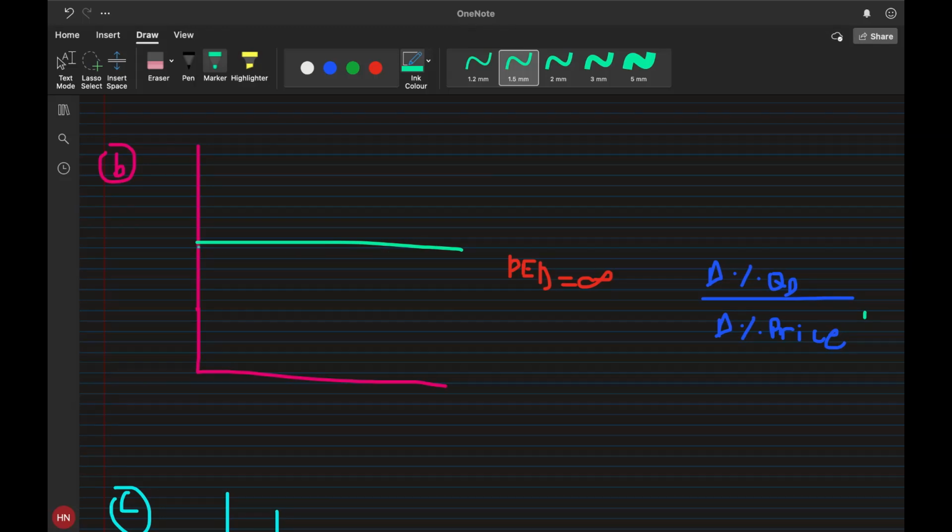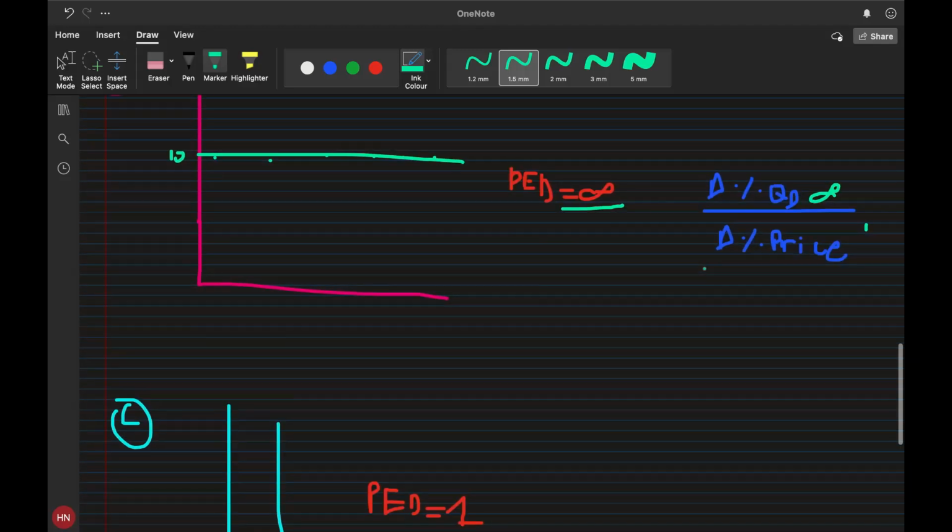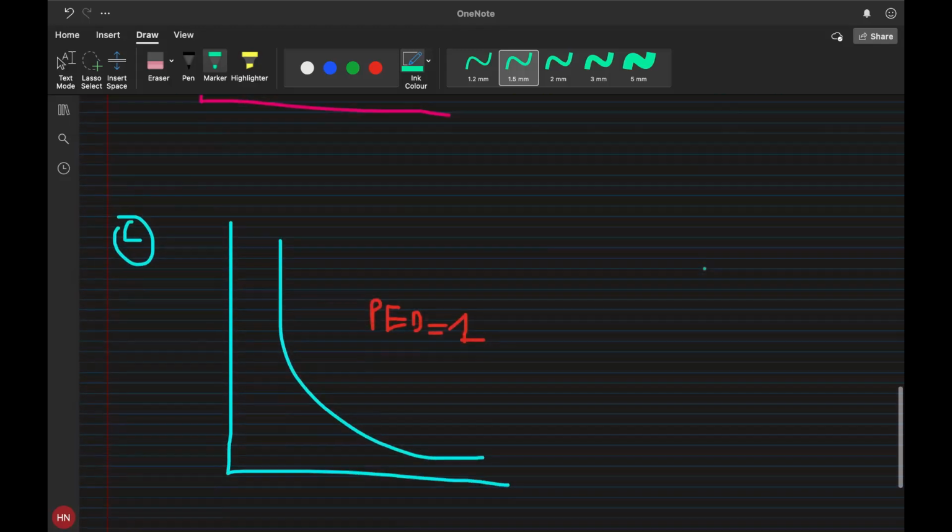So let's say this is a price of 10. People are willing to buy each and every quantity that is produced and that is available in the market. If the price was higher than this or lower than this, people would not buy even a single unit of the given good, which is why the value of PD is equal to infinity. Obviously, since the numerator here is infinity, the final value will also be infinity.